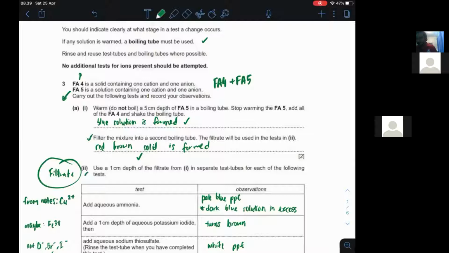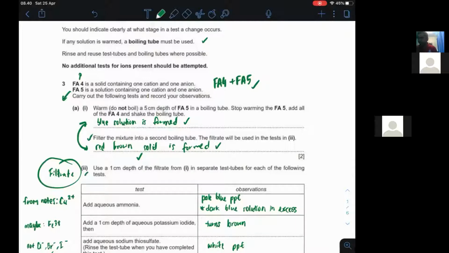According to the marking key, they allow you to switch this. It means if you say a red-brown solid is formed at the top, and a blue solution is formed at the bottom, it's still correct. But you still need to mention these 2: one is blue solution and another one is red-brown solid. So when you mix FA4 and FA5, you will see 2 things. One is a solution, which is blue in color. Another, you will see a precipitate at the bottom. But once you filter it, the residue is going to be a red-brown solid.